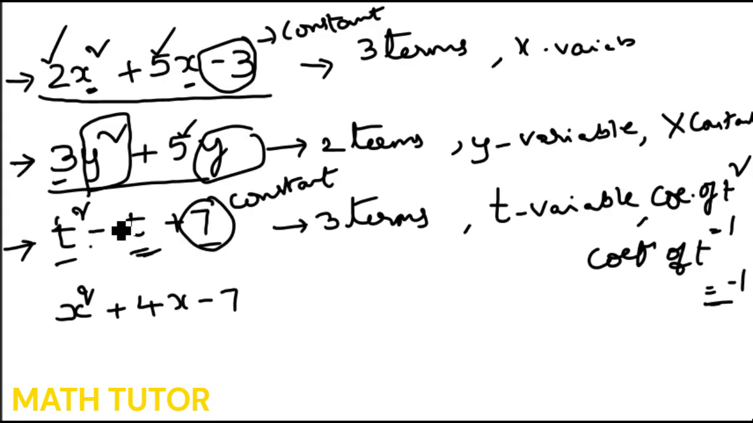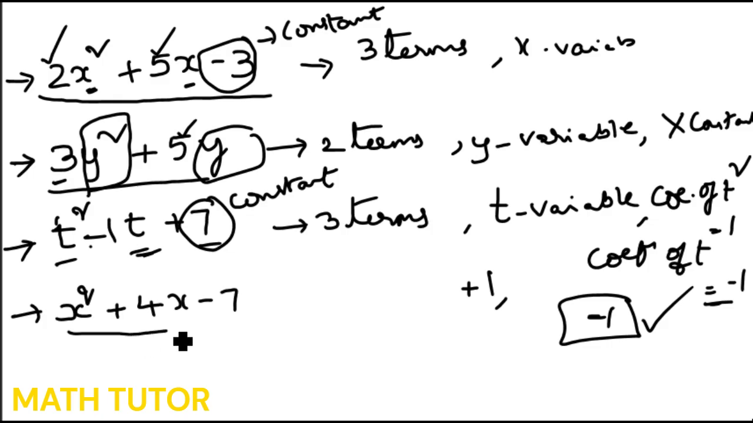If nothing is there, you have to assume that there is 1 here. Okay? And if this is positive, you can write 1. By default, 1 means it is positive 1. If there is a negative symbol here, like this, t square minus t, then you have to specifically write minus 1. Okay? Coming to the last example, again there are 3 terms. There is a constant and x is a variable. This is all clear, right?